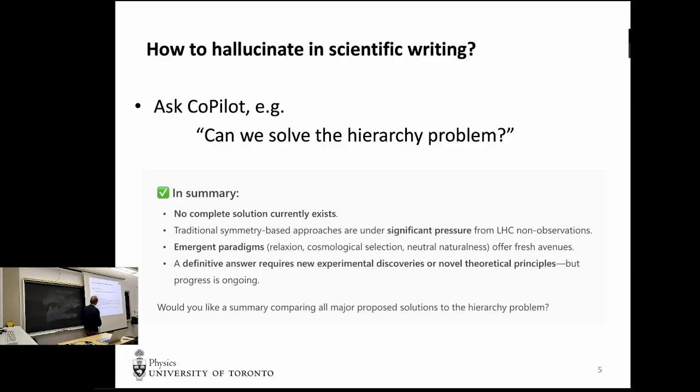Okay, and then it gives you a list of possible comments about it, and it's extraordinarily incomplete, a little bit wrong in places. This emergent paradigms garbage, it has this list of things. Well, okay, if you're not an expert, it can look very reasonable, right? But it's all hallucination. Okay. And of course, then, would you like a summary comparing all major proposed solutions? All major proposed solutions. Give me a break.